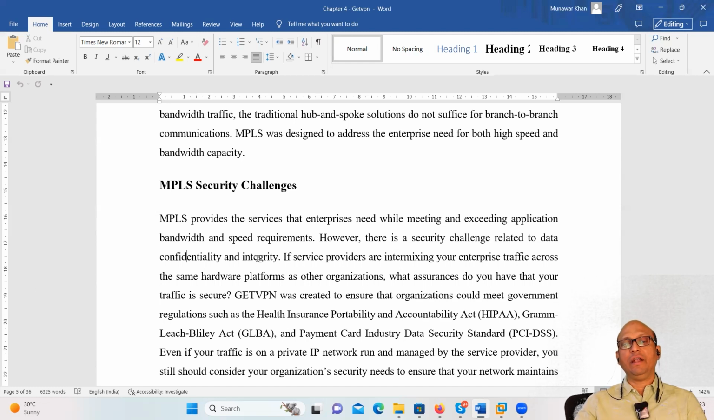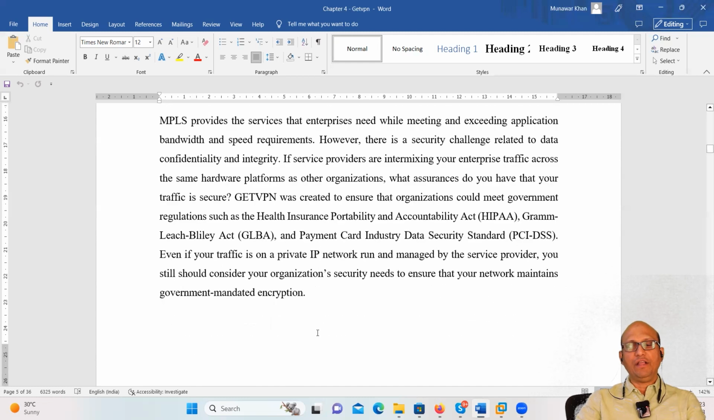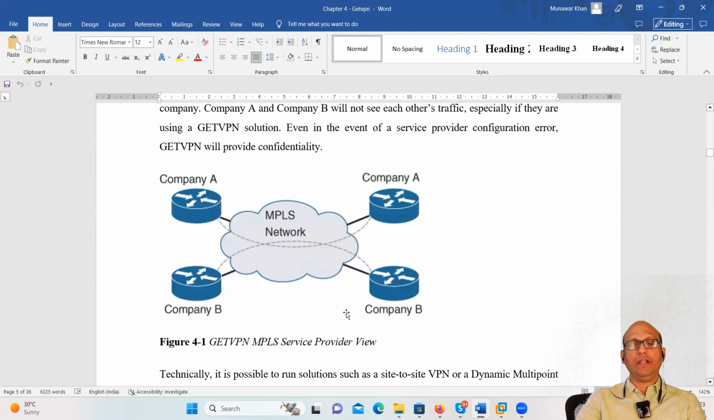That is why they created GETVPN, to at least maintain the confidentiality and integrity of the data over the MPLS network. That is why I said, all the VPNs on one side and GETVPN on another side. This is the big difference. First difference, it is tunnelless. Second difference, it is implemented on an MPLS network, which is nothing but a private connectivity.